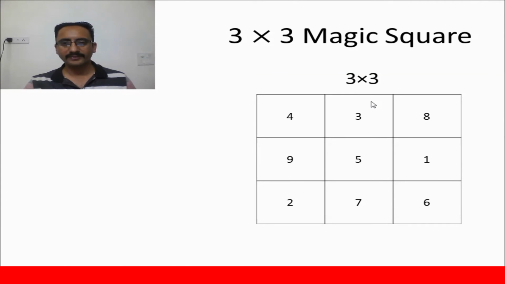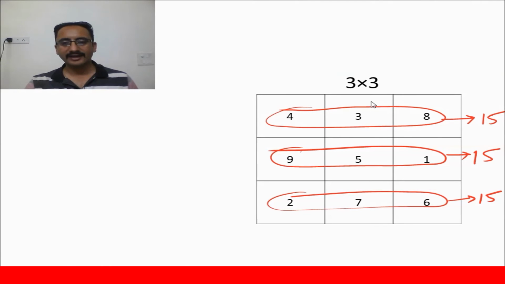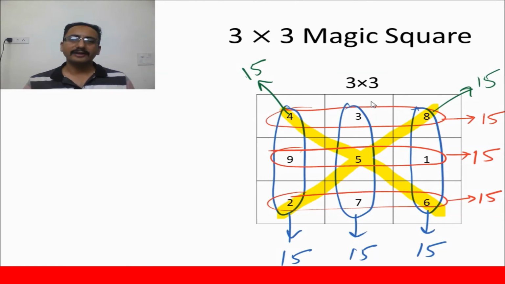First row, 8 plus 4 is 12, plus 3 is 15. Yes, the sum is 15. Next row, the sum is 15. 9 plus 1 is 10, plus 5 is 15, and the third row also. You can verify. In columns, after verifying, you will realize yes, the sum is 15 and the diagonals will also give me sum 15.